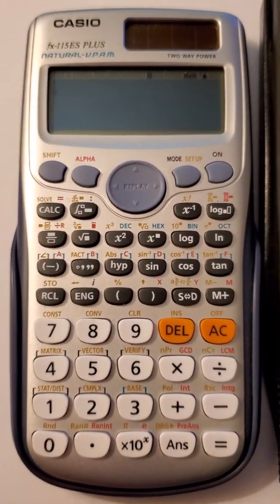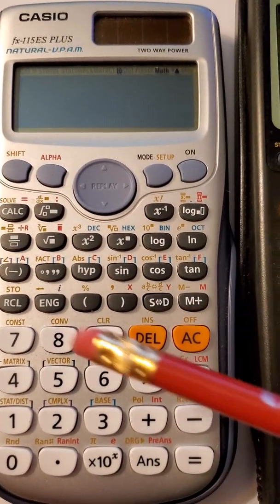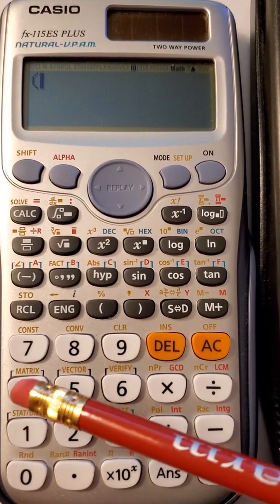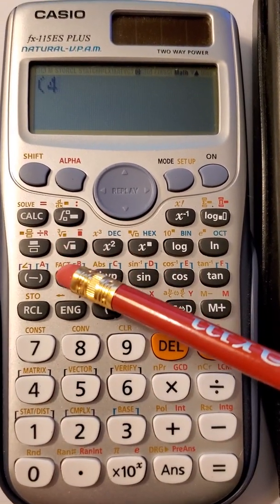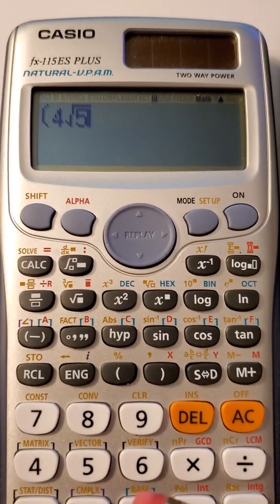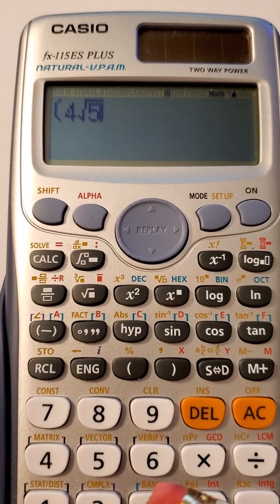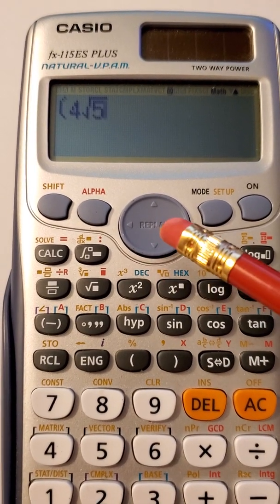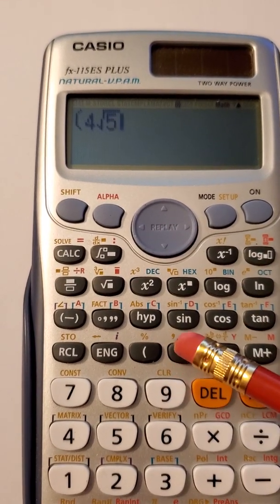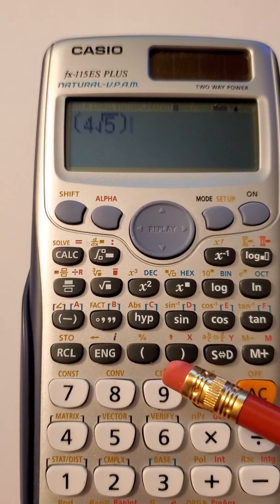So let's try this on the Casio. So we're going to start with parentheses. We're going to need 4 square root of 5. Here's the square root button, 5. Now notice on here you have just the square root of 5, no parentheses. We do need to move out from under the radical using the cursor and close the parenthesis.